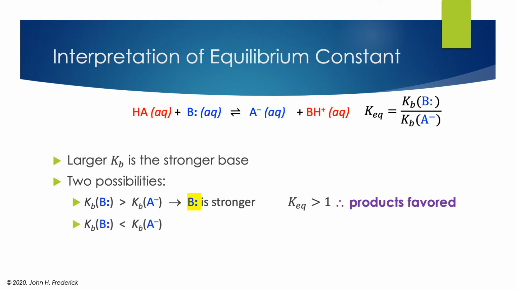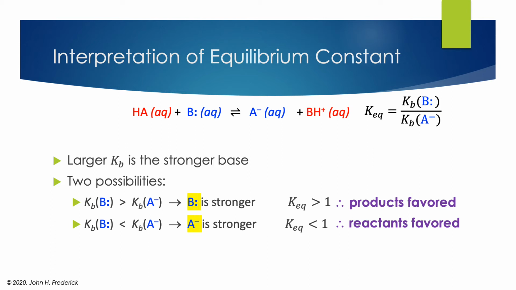Now the other possibility is that Kb of A minus is greater than the Kb of B. This tells us that A minus is the stronger base. Since it's in the denominator of the expression for the equilibrium constant, we should expect the equilibrium constant to be less than 1. And whenever the equilibrium constant is less than 1, it's the left-hand side of the equation that's going to predominate, so the reactants are favored in this case.